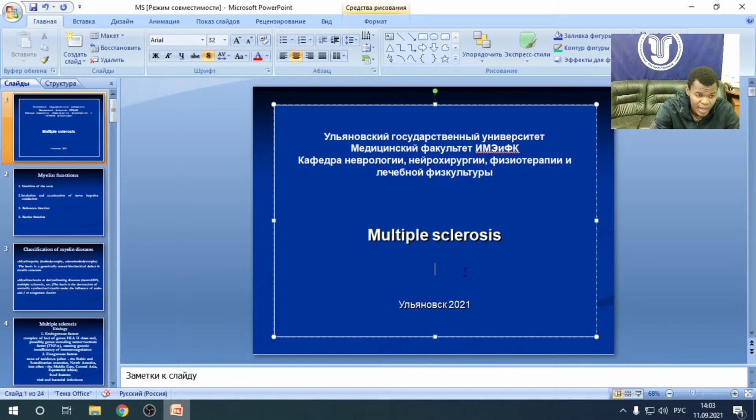So it's a demyelinating disease, right? Then what is demyelinating? We are talking here about myelin. Myelin is a shell of the neuron, right? It's covering the neuron. So this shell which is covering the neuron is called myelin.